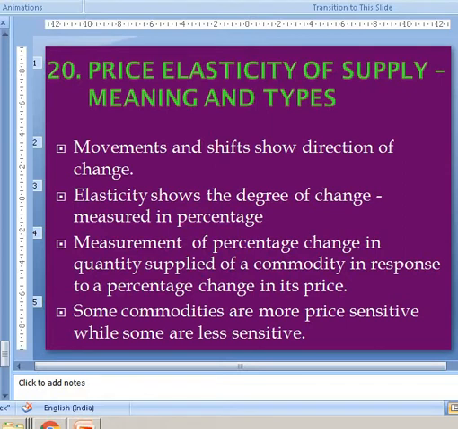Now, all commodities will exhibit some kind of elasticity. There will be some commodities which are described to be more price elastic. That means they are more sensitive to price change. So a small change in price will bring about a big change in supply. While some commodities are less sensitive to price change, so they display less price elasticity of supply. So these will be commodities where even if your price is changing by a large amount, supply doesn't react much. Supply changes, but by a very small amount.